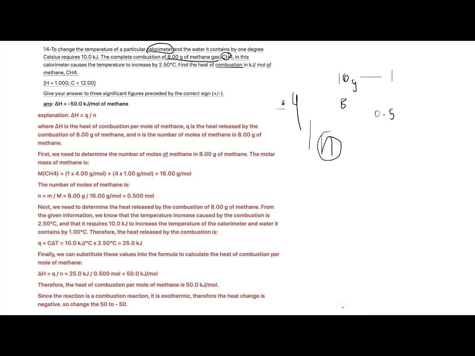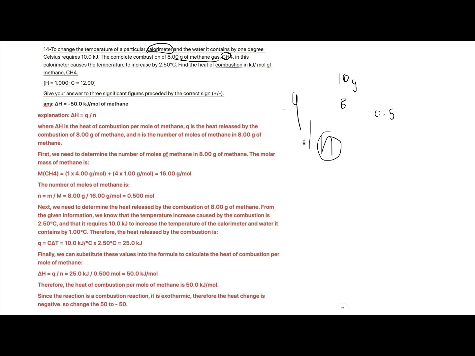Now we have to find our Q. It could be negative Q or Q. It does not matter, since it says find the heat of combustion, and combustion is an exothermic reaction, and since it's exothermic, we add a negative sign at the end anyways. So the answer is going to be the same regardless.